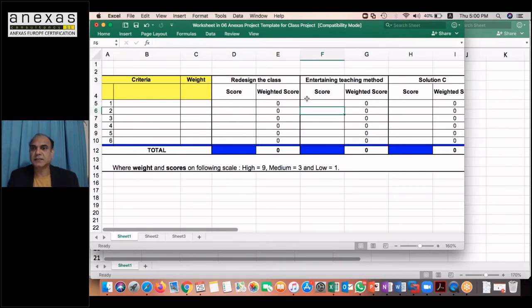Let's say finally we have zeroed in on these two ideas. First, let us decide on the criteria of choosing a solution. What are the criteria of choosing a solution? Can you please tell me what are the criteria of choosing solutions?